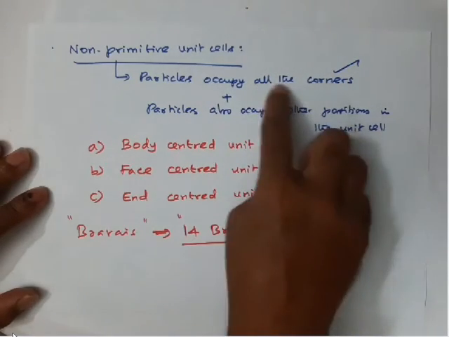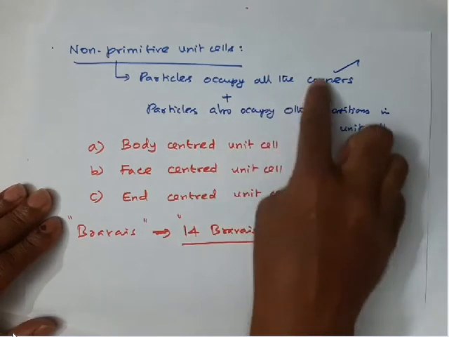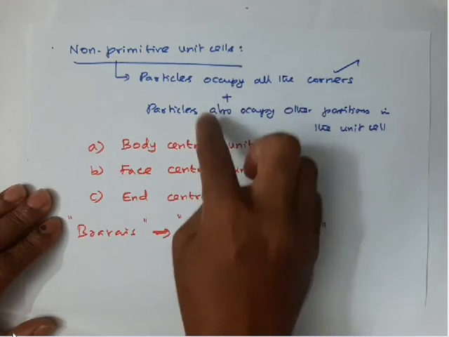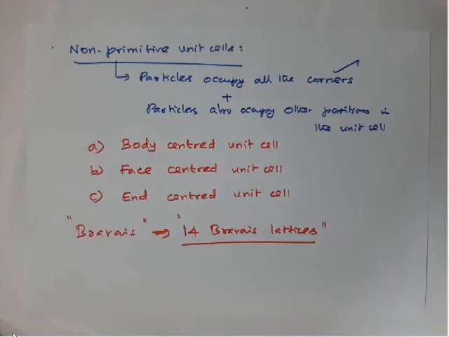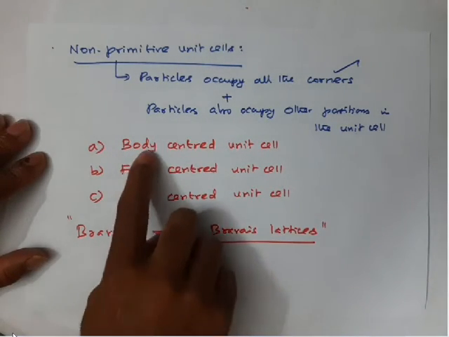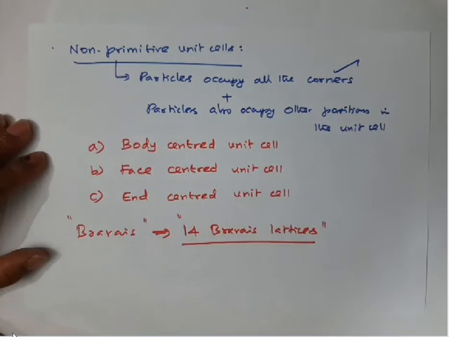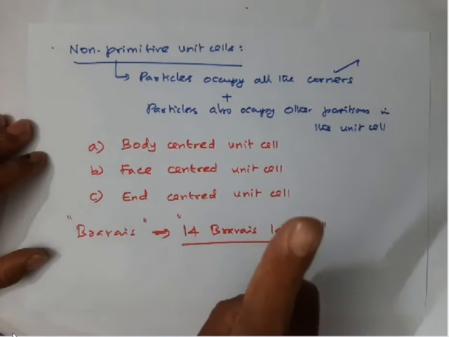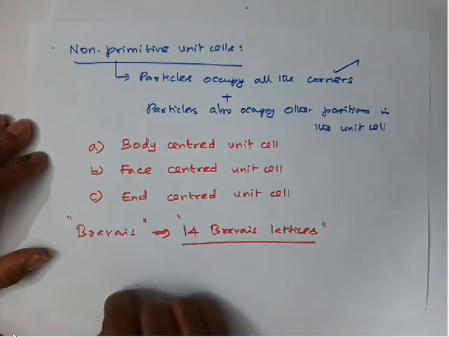If particles occupy only corners, it is primitive. But in a non-primitive unit cell, particles occupy all the corners, and additionally particles also occupy other positions in the unit cell. People have found three different non-primitive unit cells: body-centered unit cell, face-centered unit cell, and end-centered unit cell. So we have one primitive unit cell and three non-primitive unit cells, altogether four.